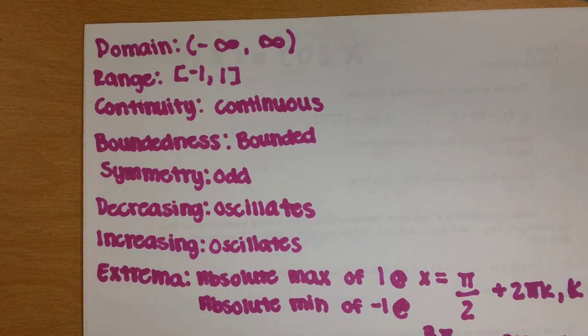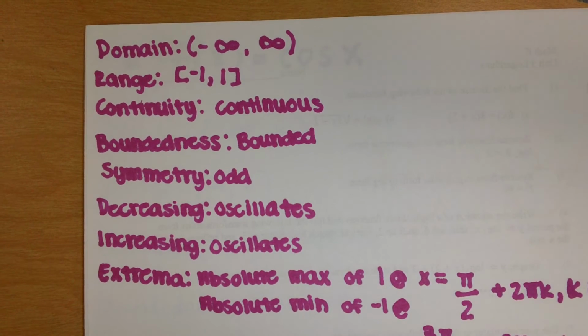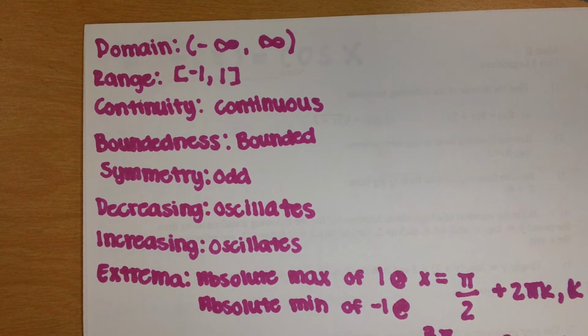The extrema is absolute max of 1 at x equals pi over 2 plus 2 pi k, where k is an element of all integers. The absolute min of -1 at 3 pi over 2 plus 2 pi k, where k is an element of all integers. There's no vertical or horizontal asymptote, and the end behavior doesn't exist.